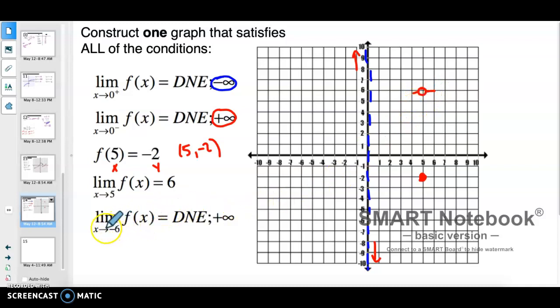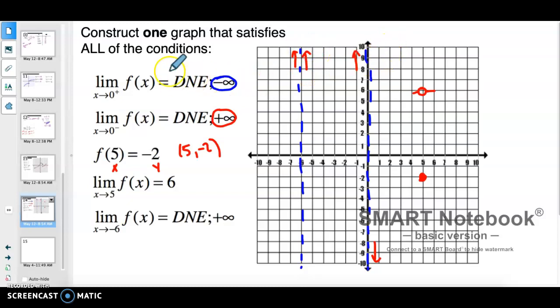And then finally, the limit as x approaches negative 6 also does not exist. So I'm going to have another asymptote at negative 6. And it says going to positive infinity. So as I'm approaching negative 6, and since it doesn't say left or right, it means both. So both on the left and the right, it's going to go to positive infinity.